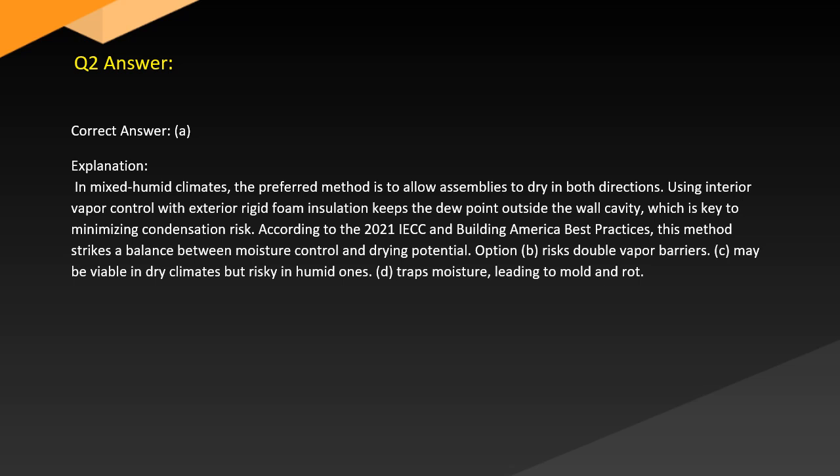control and drying potential. Option B risks double vapor barriers. C may be viable in dry climates, but risky in humid ones. D. Trapped moisture leading to mold and rot.